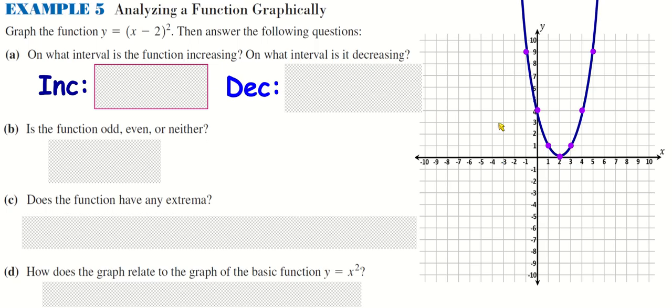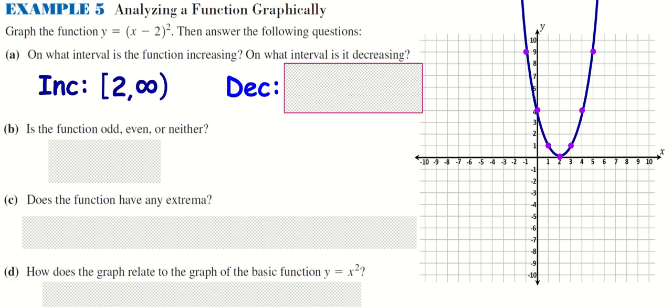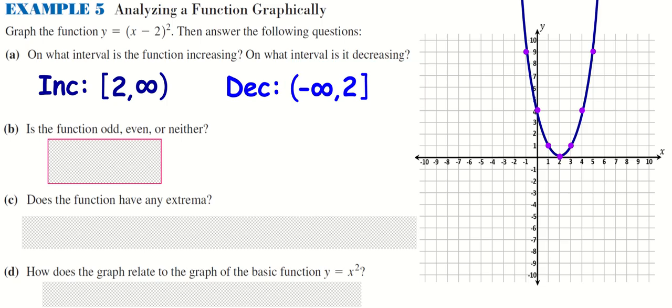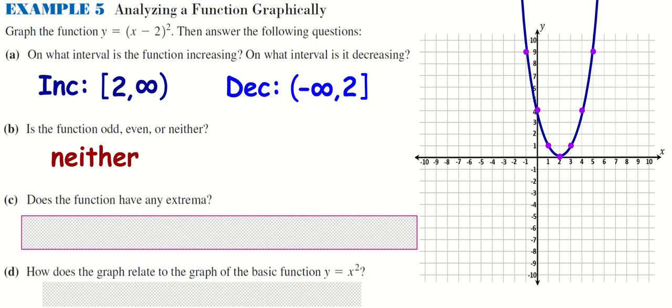to look at this graph and then go, oh, on what interval is the function increasing? So 2 to infinity, x value wise. And yeah, there needs to be a bracket on 2. And then decreasing would be from negative infinity to 2 with a bracket. Is this odd, even, or neither? Remember, odd is symmetrical to the origin. There's symmetry with respect to the origin. Even means there's symmetry with respect to the y-axis. This one has neither.